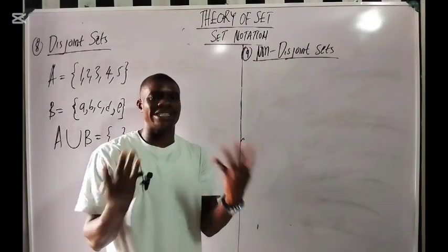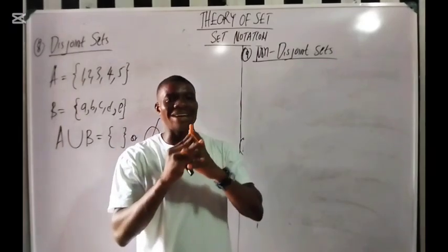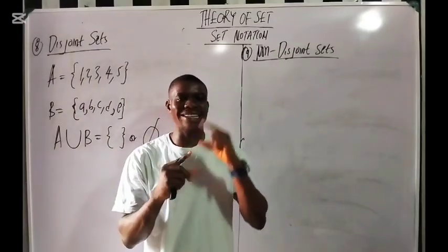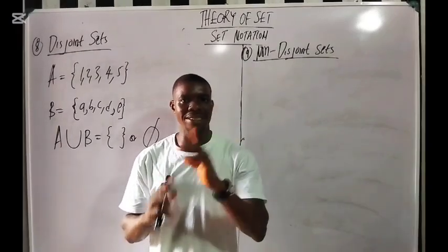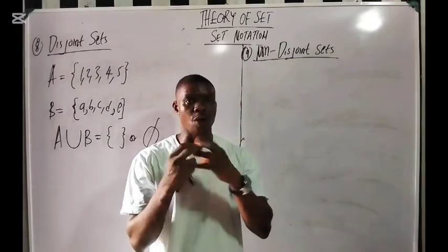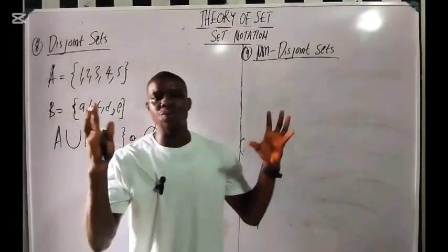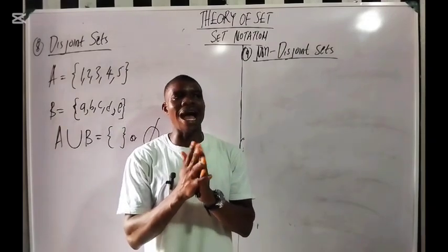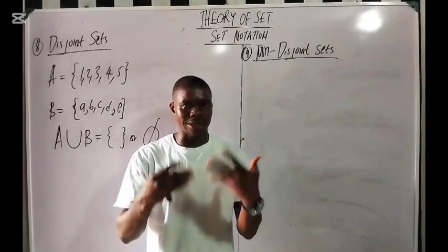Now when we talk about non-disjoint sets, that is two or more sets that have at least one element in common. They have at least one element in common, so they are called non-disjoint sets. So when you compare two sets, if they have at least one element in common, they are called non-disjoint sets.